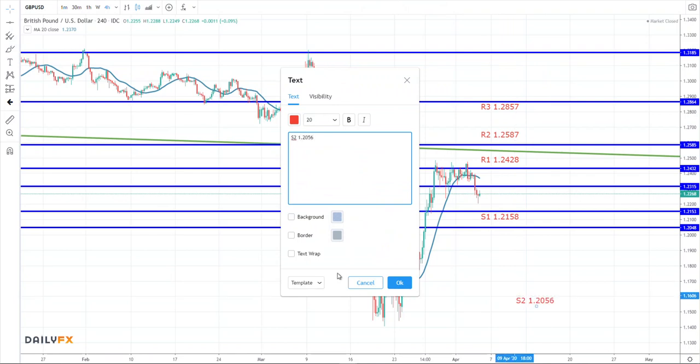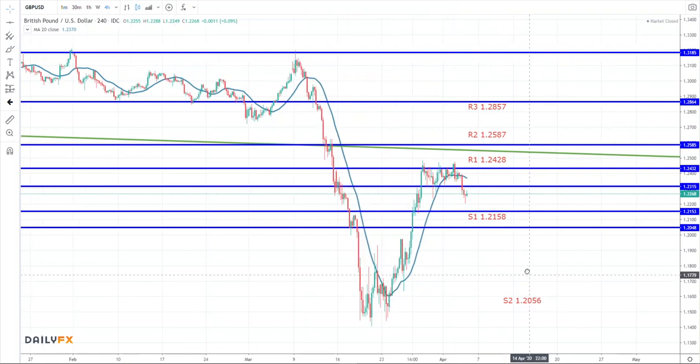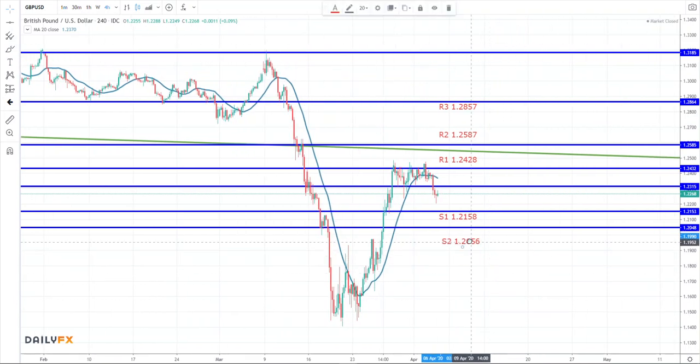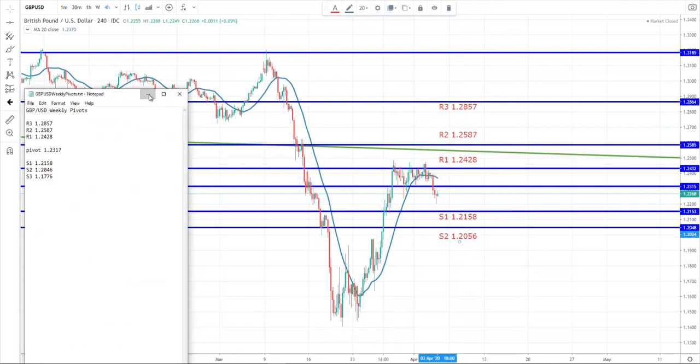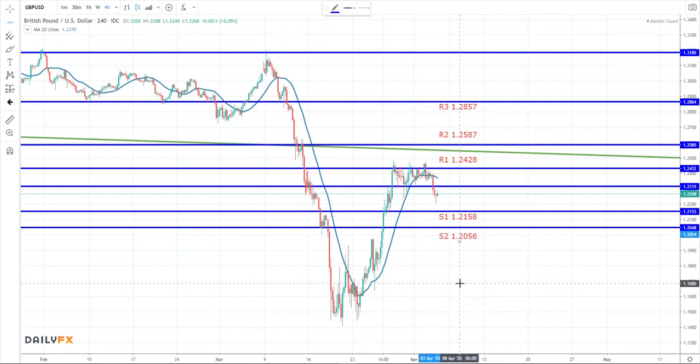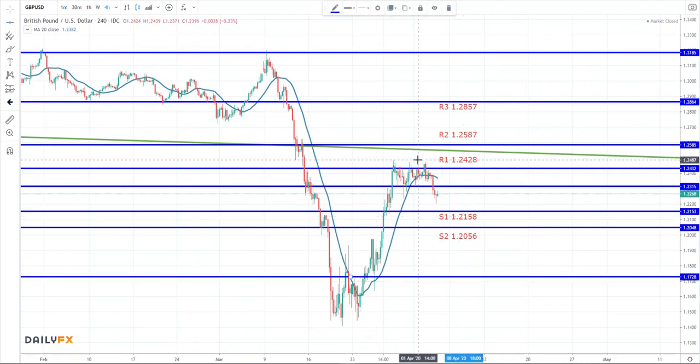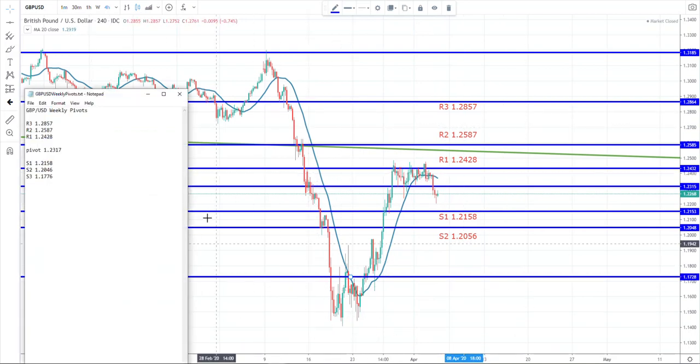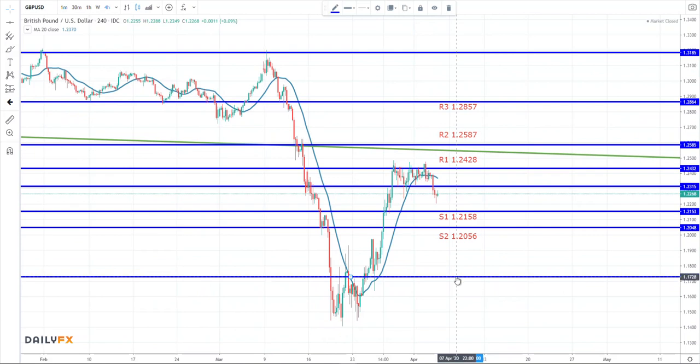1.2056 at S2, okay, there we go. That seems pretty likely. I could see that happening. Now, beyond that, the next big sell-off, S3, would be at 1.1776, way down here, which is possible, but we have to see selling really resume to kick back in to force that kind of price action.